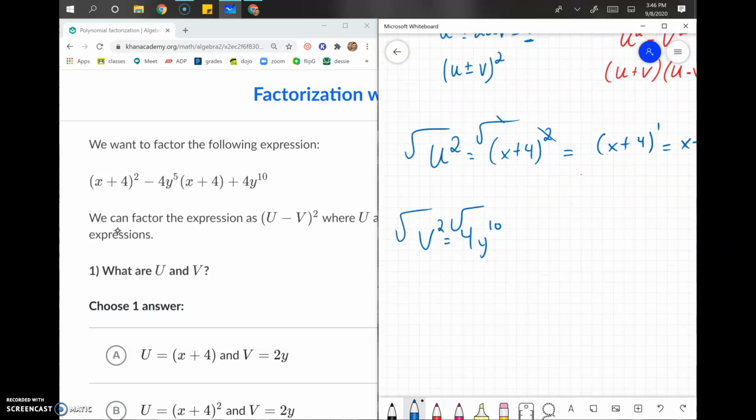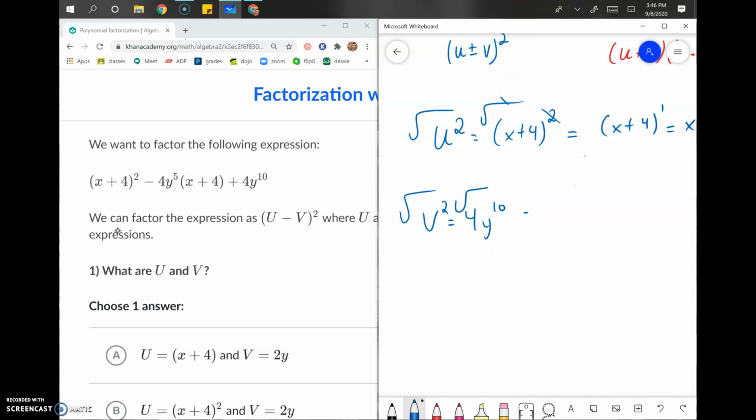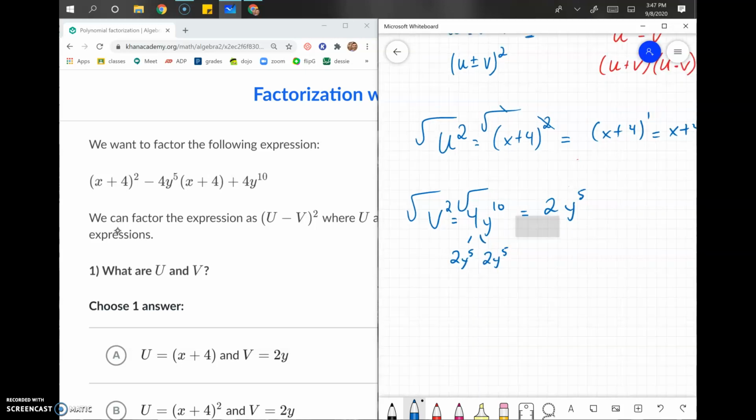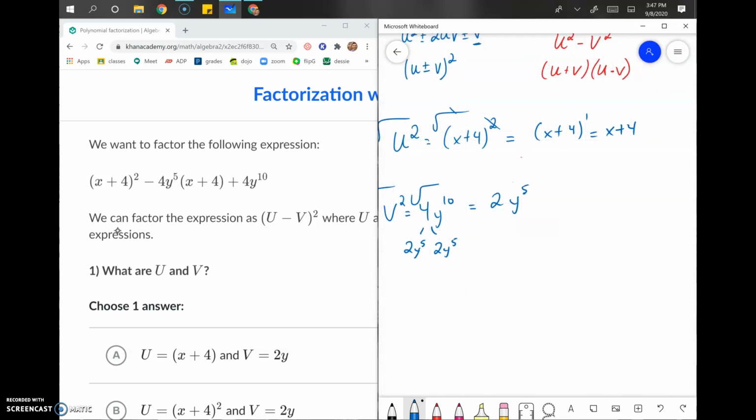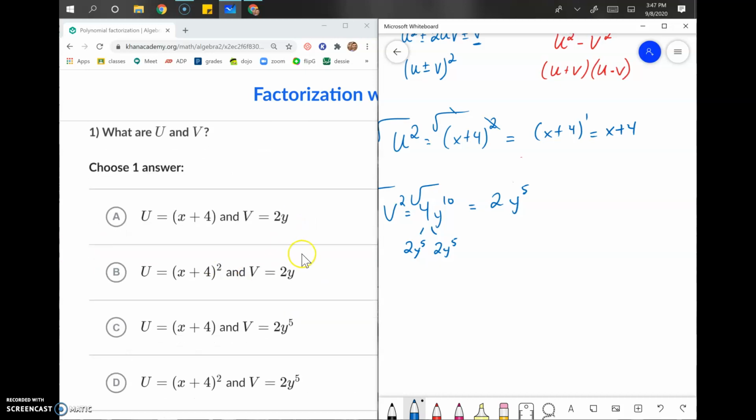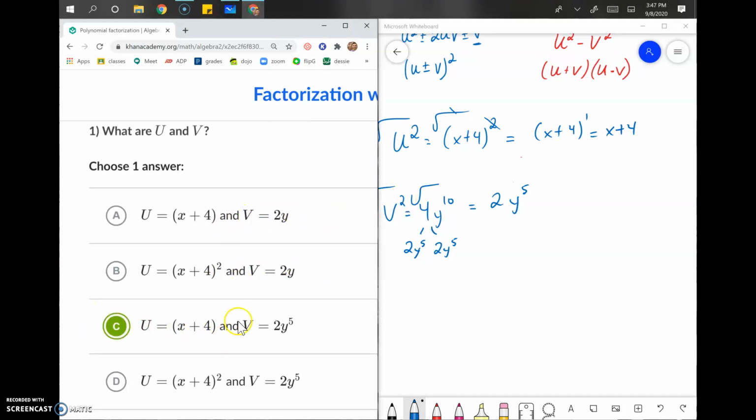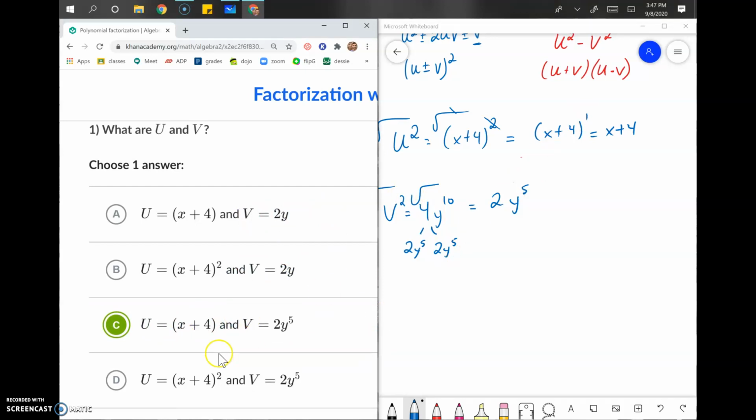And then we've got to take the square root of 4y to the 10th. The square root of 4 is 2. And then we divide 10 by 2, which is 5. And that should make sense to you because 2y to the 5th times itself would give us 4y to the 10th. So now we know what u and v are. All we have to do is substitute u and v. Well, first we got to find them. Boom, boom. Okay. I've got option C here, matching up, making sure, good.